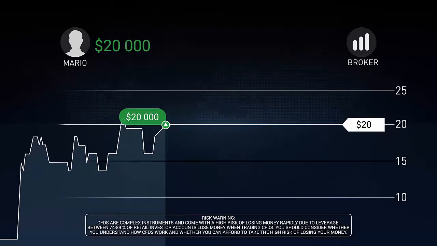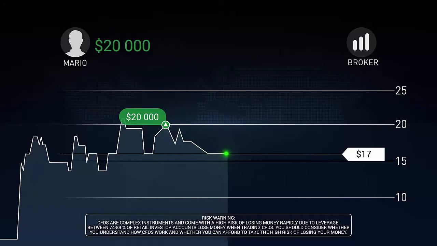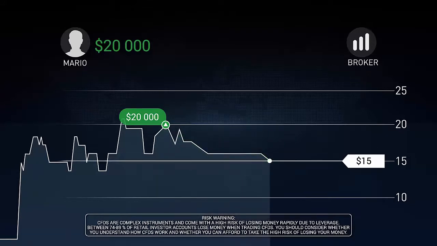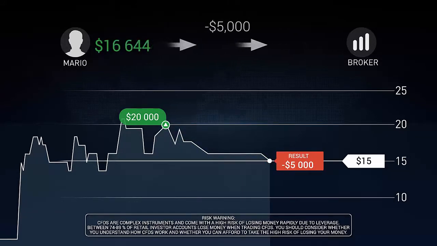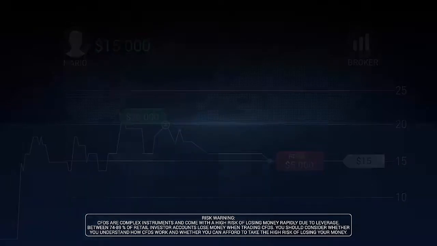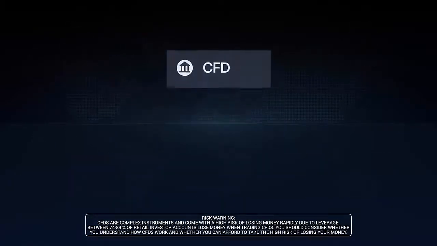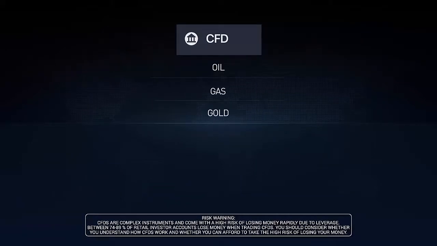But what if Mario's forecast is wrong and the stocks drop in price? In this case, Mario will have to pay the difference to the broker at the end of the contract. CFDs are available for almost any asset: oil, gas, gold, stocks, currency pairs, cryptocurrencies, etc.